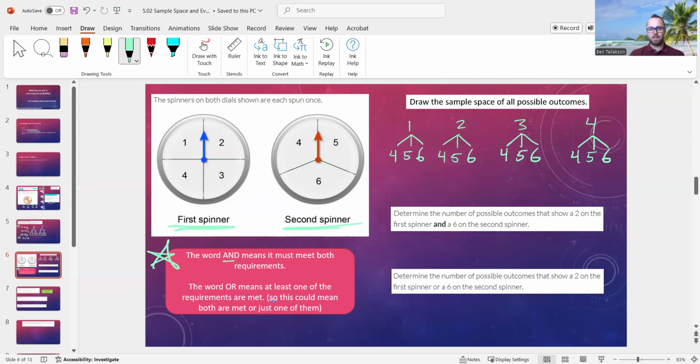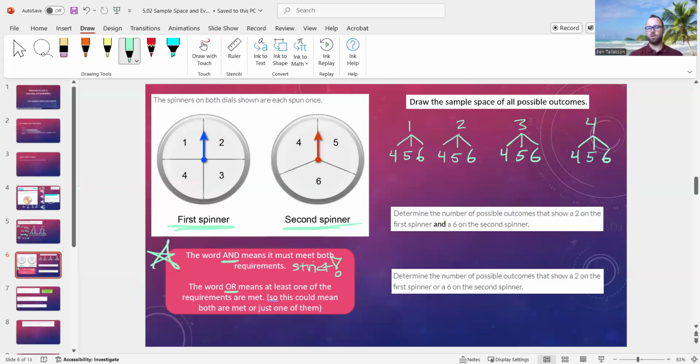There is a big difference between the word and or in this unit, and I would highly recommend writing down what's in this red box. The word and means it must meet both requirements. So this is a little more of a strict situation. The word or is a little more loose. It means that at least one of the requirements is met. This can mean both are met or just one of them is met.